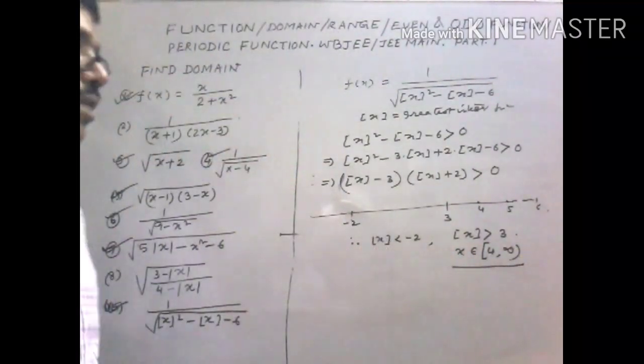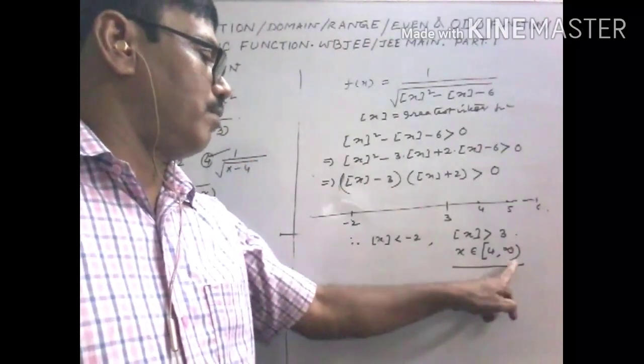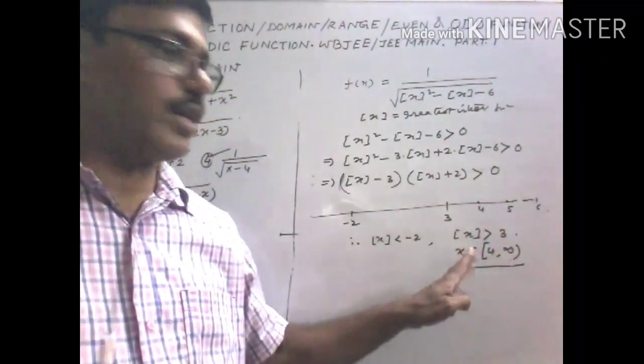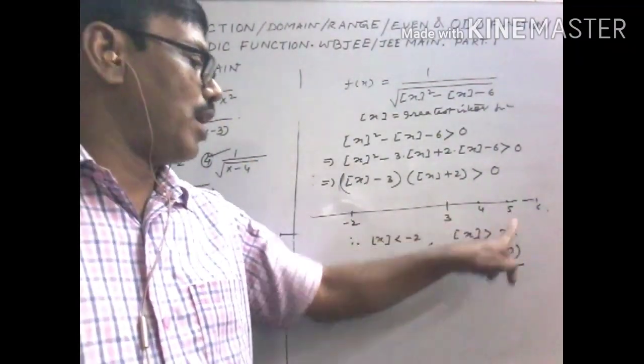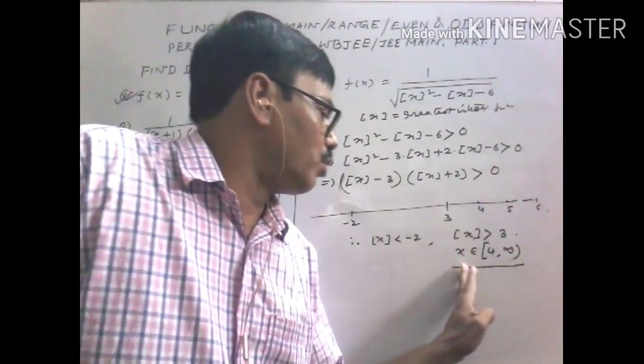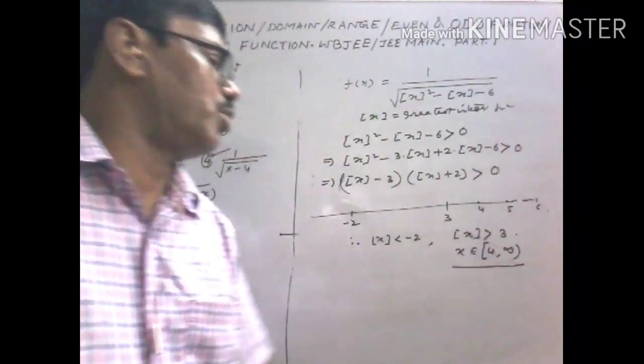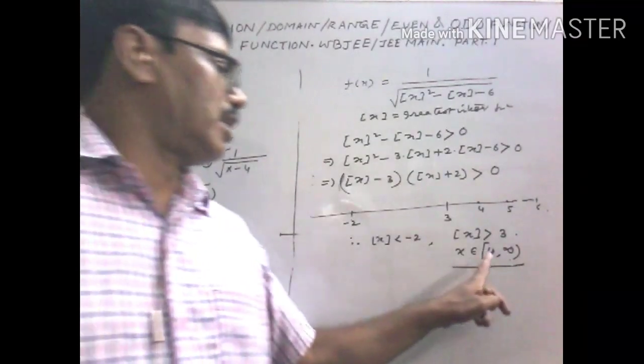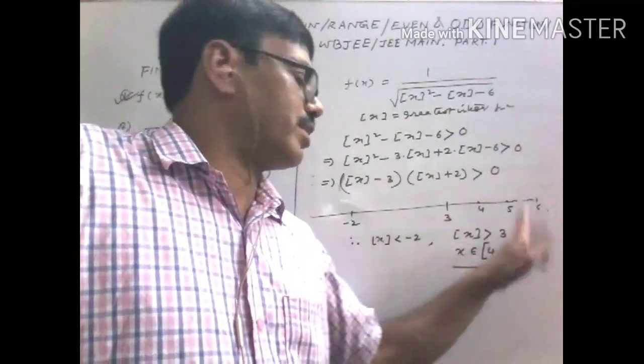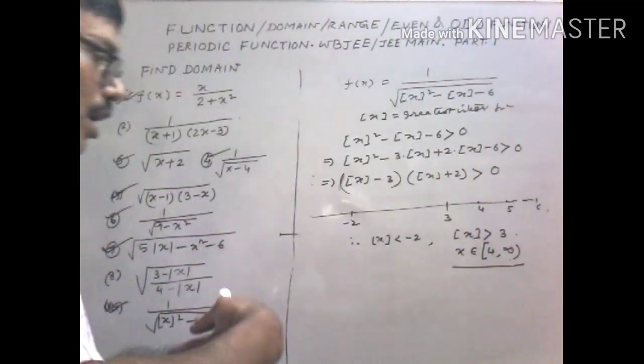4 is included. Because if we take 4 to 5, 4 is included, 5 is excluded, we get 4, then 5 is included, 6. In this way, we get x belongs to 4 to infinity. In this interval, we always get mod x greater than 0.